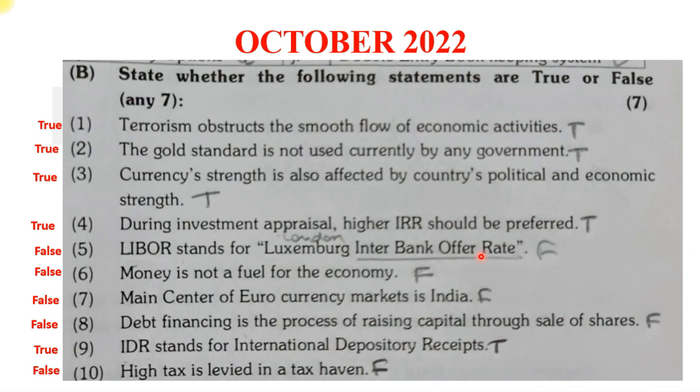Money is not a fuel for the economy is false. The main center of euro currency market is India is false. Debt financing is the process of raising capital through sale of shares is false. IDR stands for international depository receipt is true. And last, high tax is levied in a tax haven, which is false. Again, you can go through it once and take a screenshot of it.